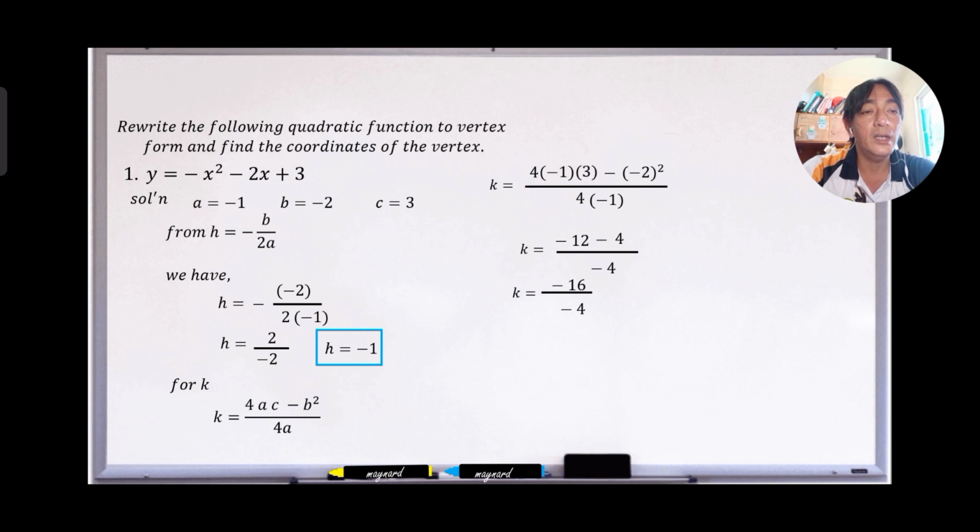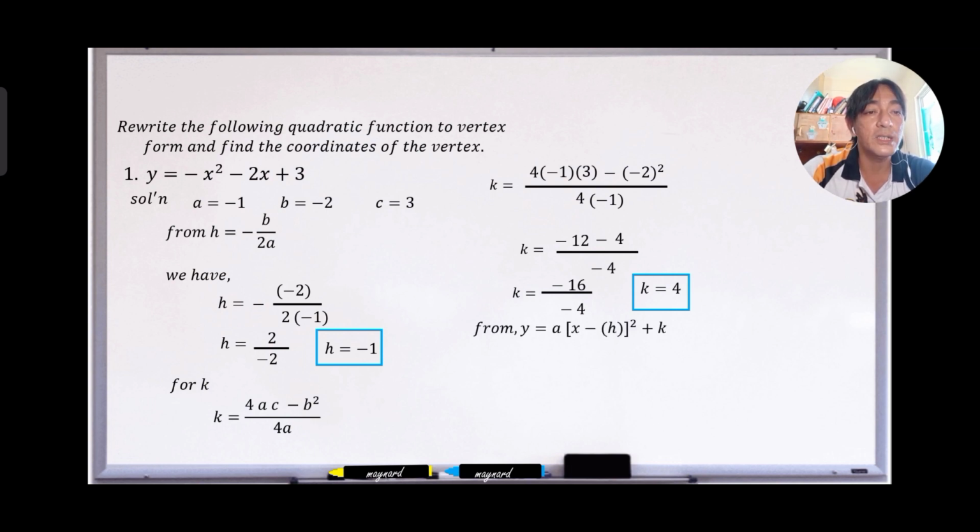I-divide natin siya, negative 16 divided by negative 4. Makikita niya, makakancel na yung negative symbol. So, k now will be 4. Okay, now we know the value of h and k, which is negative 1 and 4. Pwede na natin siyang i-plug in dun sa vertex form.